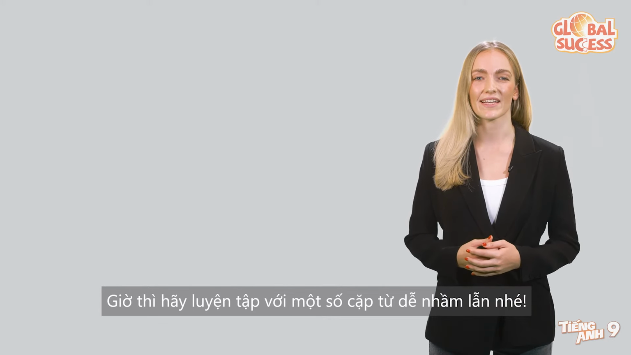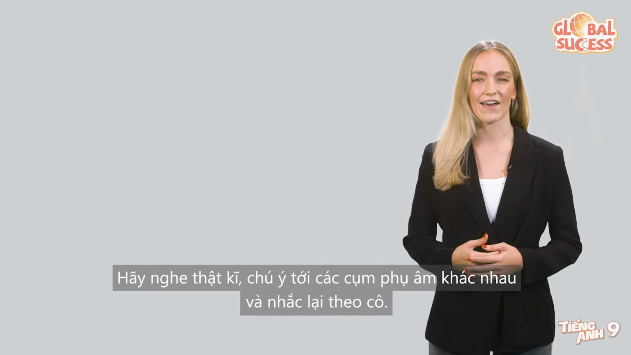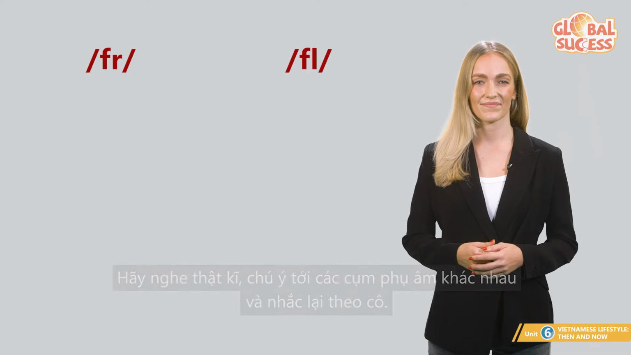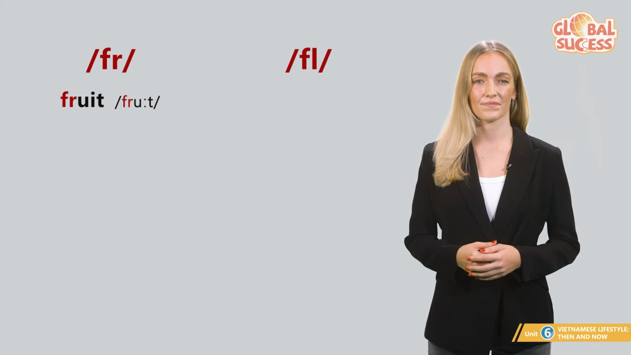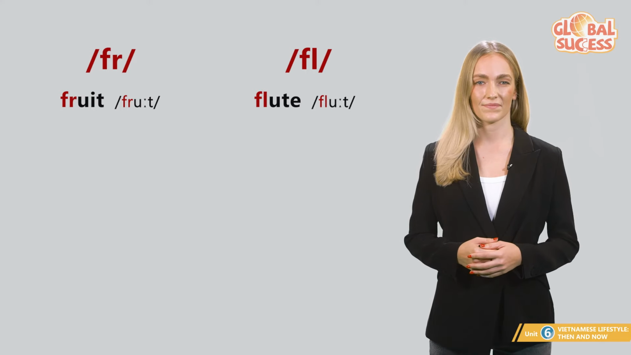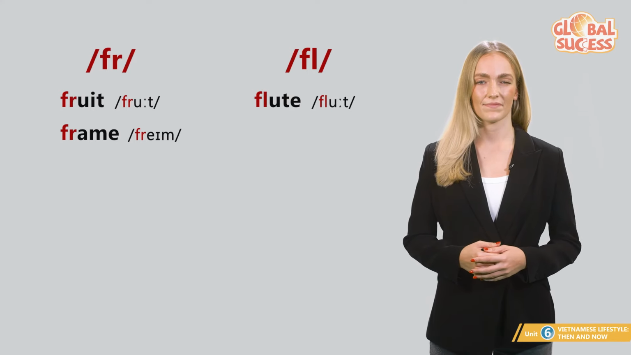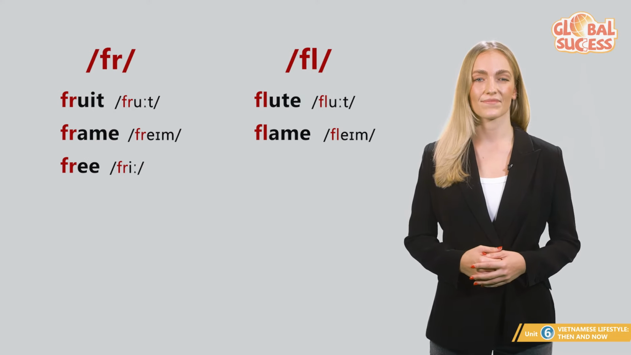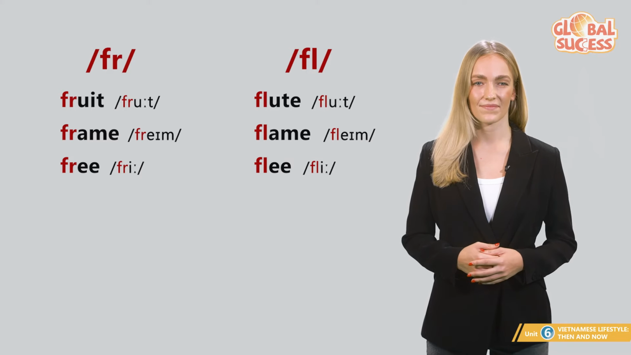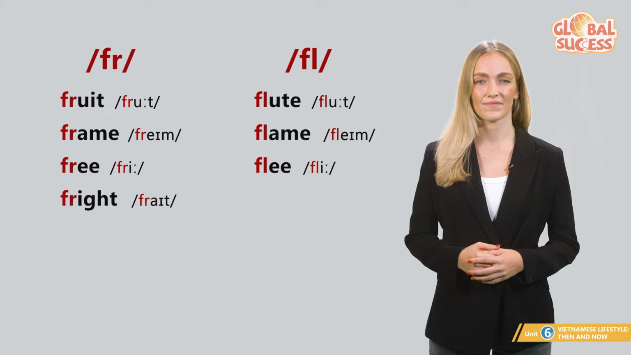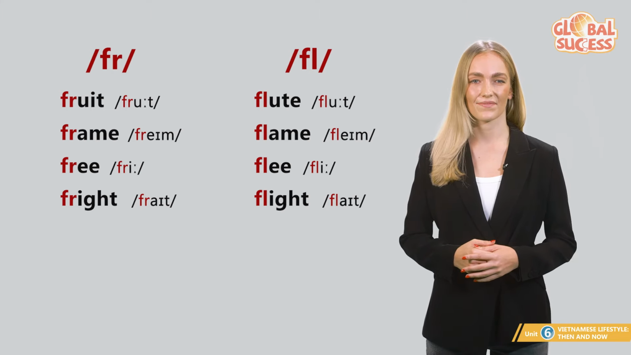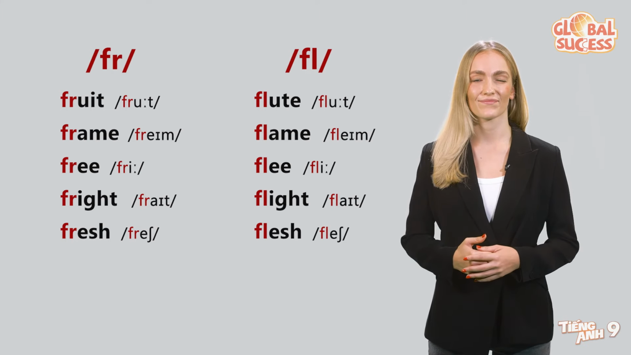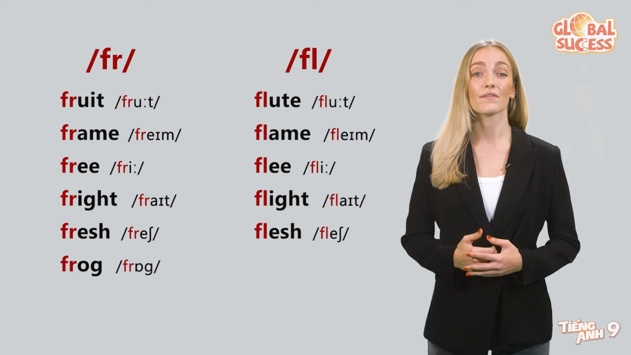Now, let's try to make some minimal pairs. Listen carefully. Notice the different consonant blends and repeat after me. Fruit. Flute. Frame. Flame. Free. Flee. Fright. Flight. Fresh. Flesh. Frog. Flog.